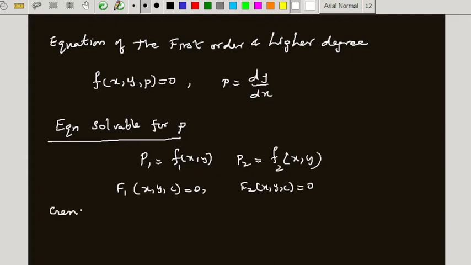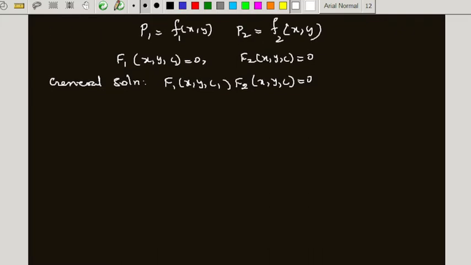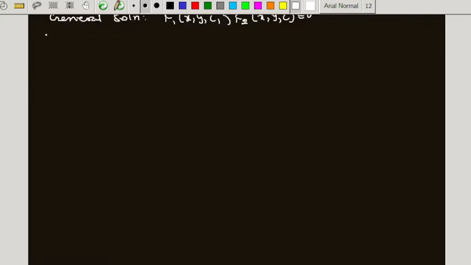Then the general solution will be the multiplication of the answers, f1(x, y, c) times f2(x, y, c) = 0. Suppose we have a quadratic equation, we get two functions, and if it is more than 2, we get values depending upon the number of factors.